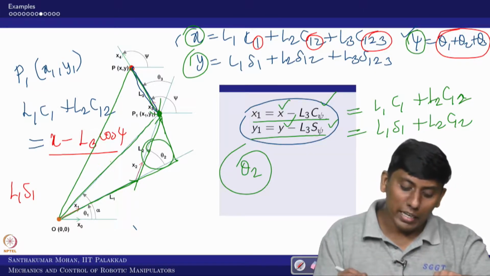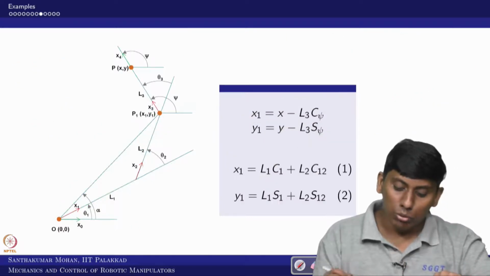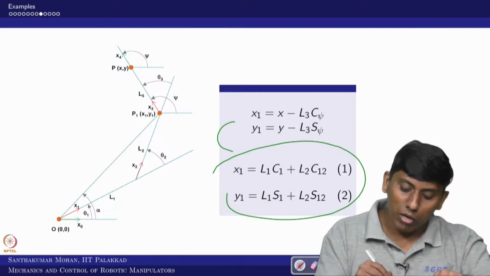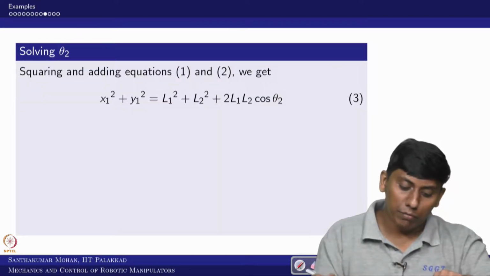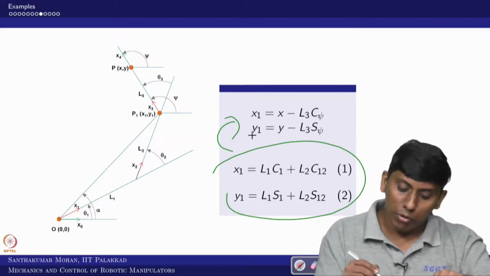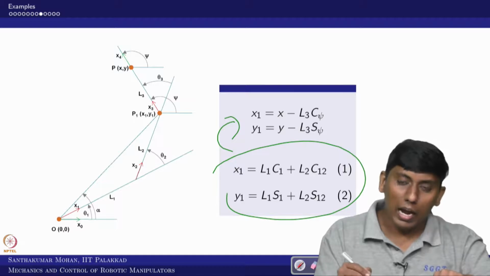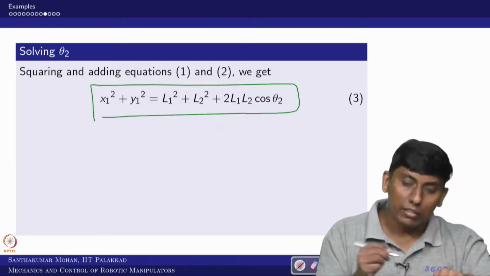Once I get this, I will come back to theta 1. How? I will show you that. Right now these two are equal. I am rewriting them for my own benefit. So now I am squaring and adding: x1 squared plus y1 squared, which I am adding. This would be equal to this. So now what do I get? This is the final equation, right?